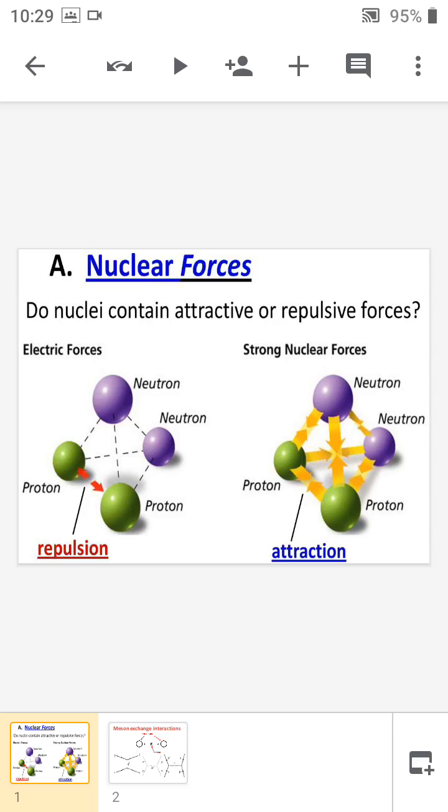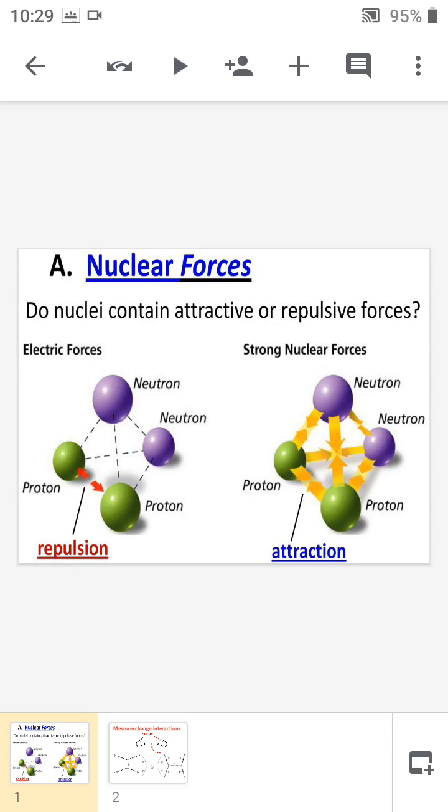According to the repulsive force, the nucleus must be an unstable one. But we know that the nucleus is highly stable. That means there is an extra force operating between the nucleons inside the nucleus, and this extra force is known as the nuclear force.